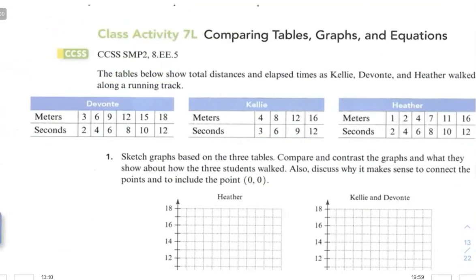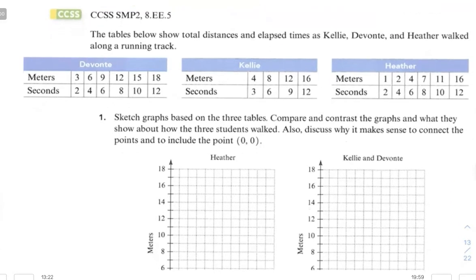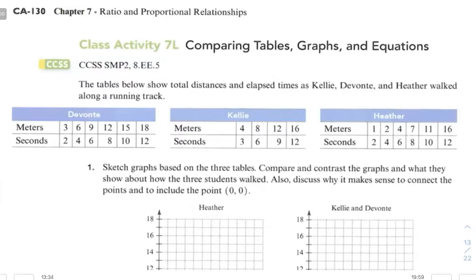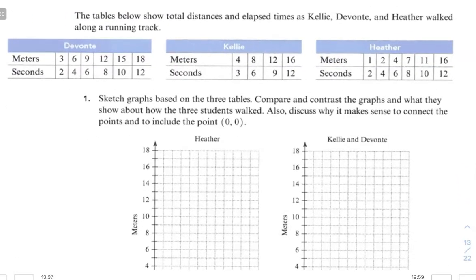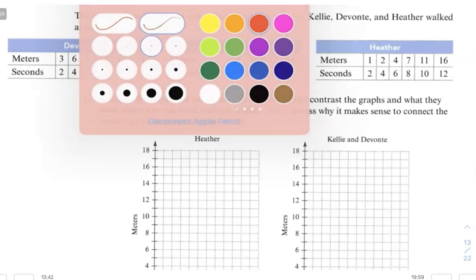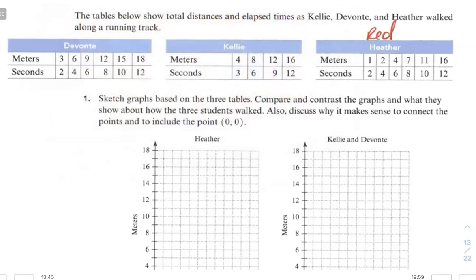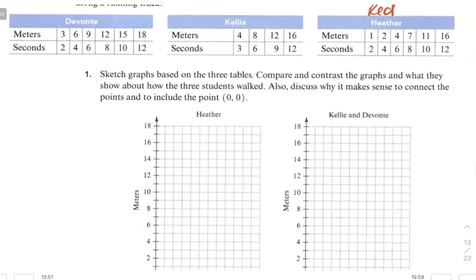Okay. Now let's look at how much information we can get from graphs and tables and equations of proportional relationships. So let's take a look. The table below shows total distance and elapsed time as Kelly, Devontae, and Heather walk along a running track. So we have a table for Devontae, a table for Kelly, and a table for Heather. So let's graph each of these students based on the information given to us in the table. Let's use red for Heather. And so we have the number of meters and the seconds. Meters are on the vertical, seconds are on the horizontal.